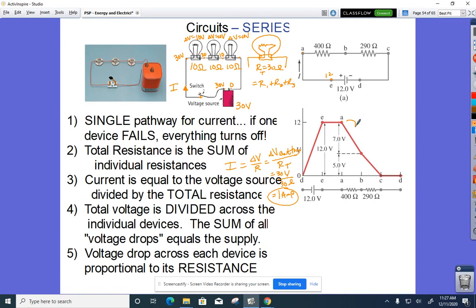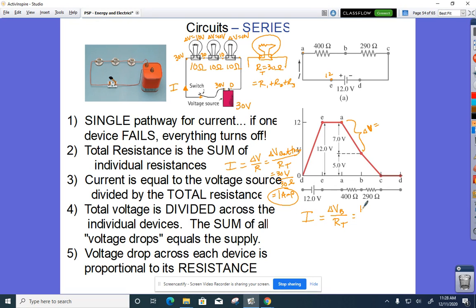Now, I have a 7 volt drop across here, and I want to show you how we might be able to find that. Delta V is no longer going to be equally divided amongst these two because they have different resistances. So let's see if we can figure out where that 7 volts came from. I could do this in a number of ways. I could say that the current through this circuit is equal to the delta V of the battery divided by the total resistance.